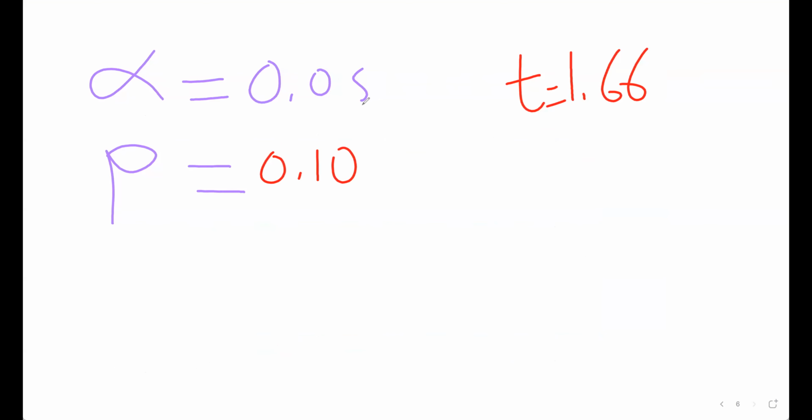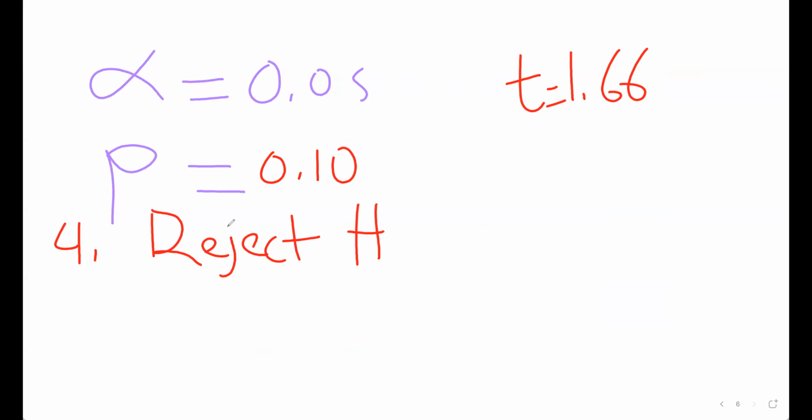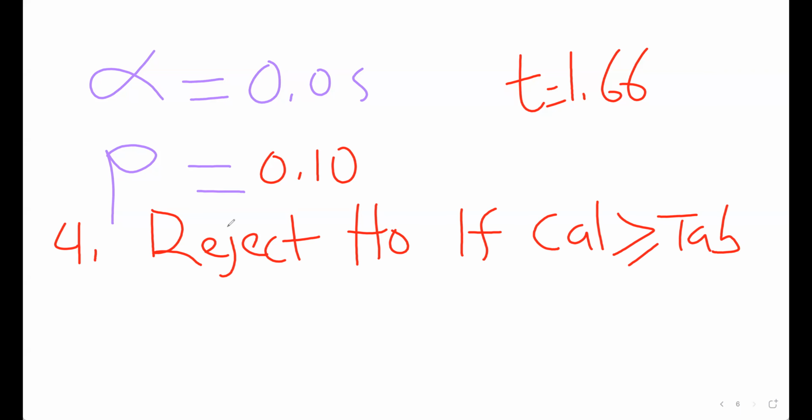Finish. So now you have your p-value. You are done. So last step, step four, is to decide. And here is a decision rule. The decision rule is that always reject the null hypothesis, reject the H naught, if the calculated value is greater than or equal to the tabulated value, or if the p-value is less than or equal to alpha.